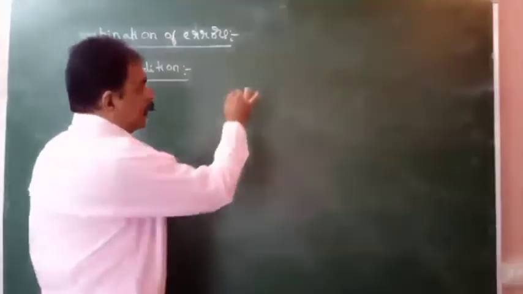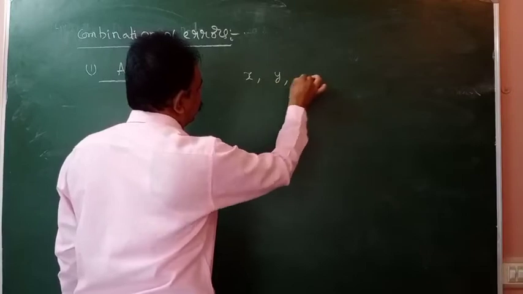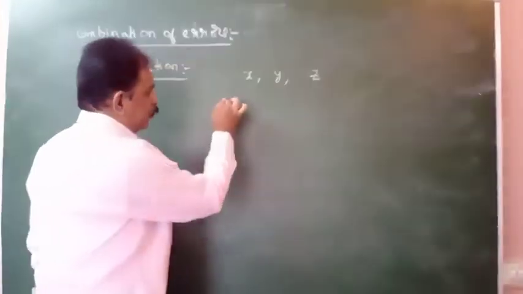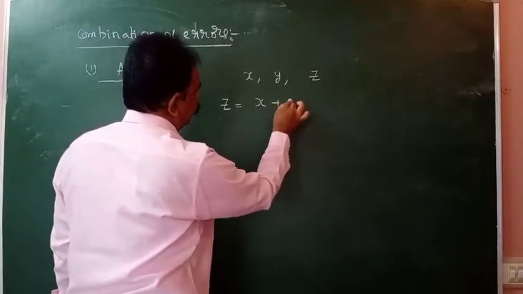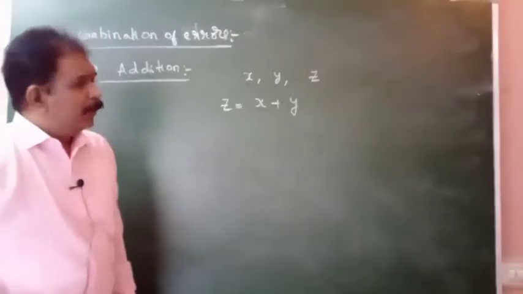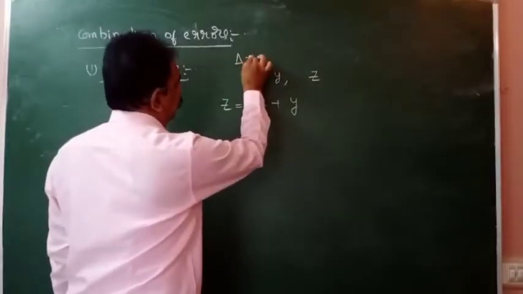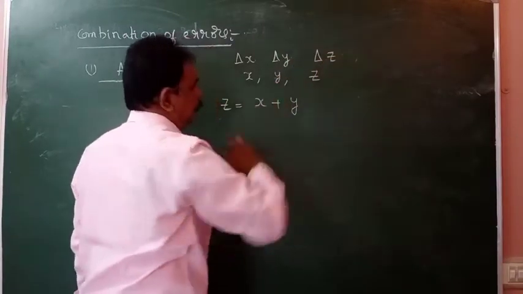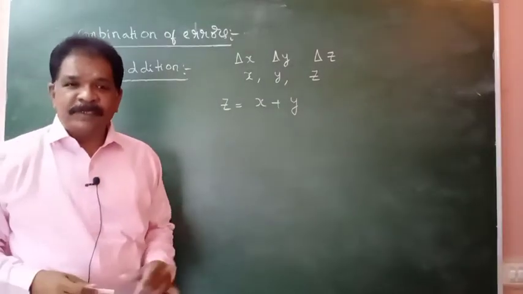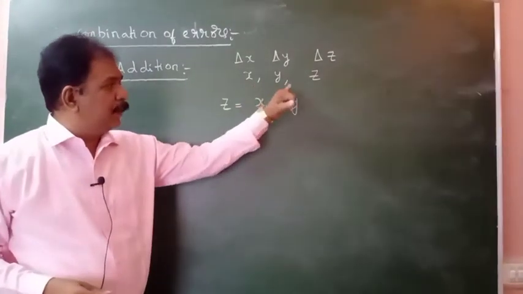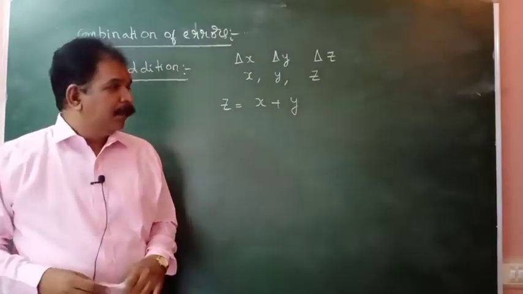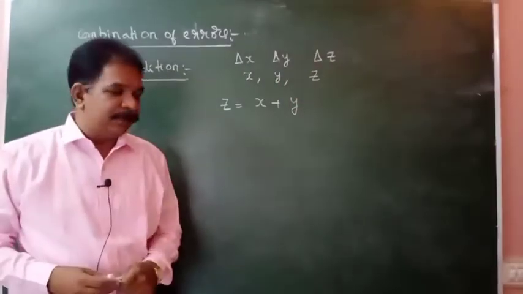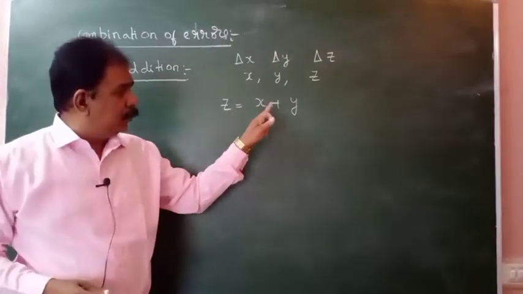For example, x is there, y is there, z is there. And they gave z is equal to x plus y. Error in the measurement of x, let it be delta x. Error in the measurement of y, let it be delta y. Error in the measurement of z, let it be delta z. x, y, z are three quantities. And they gave z is equal to x plus y.